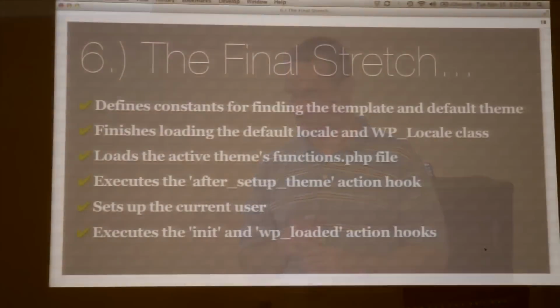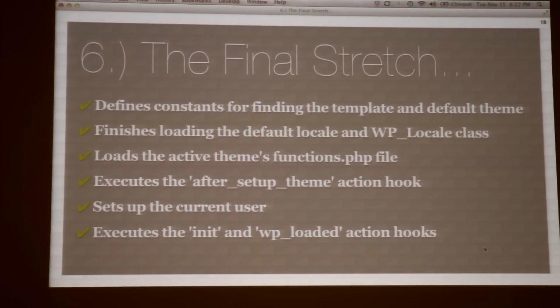Part 6 is the final stretch. We define constants for finding the template and the default theme. We finished the loading of the locale and instantiating the WP locale class. Every time you see locale, think language. That's what the locale stuff is for. It loads the active theme's functions.php. Executes the after setup theme.